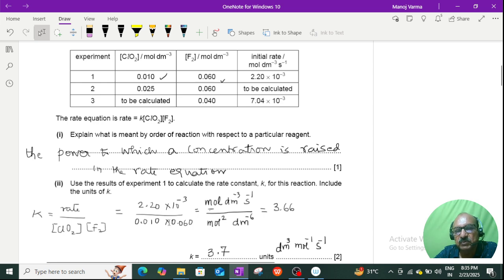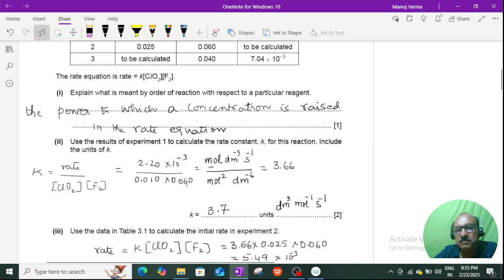So when we substitute these values into the rate equation, we get the answer as 3.66 because here the number having the least number of SF is 0.060 or 0.010, which have 2 SF. So our answer should also be in 2 SF. So 3.66 can be rounded off to 3.7.